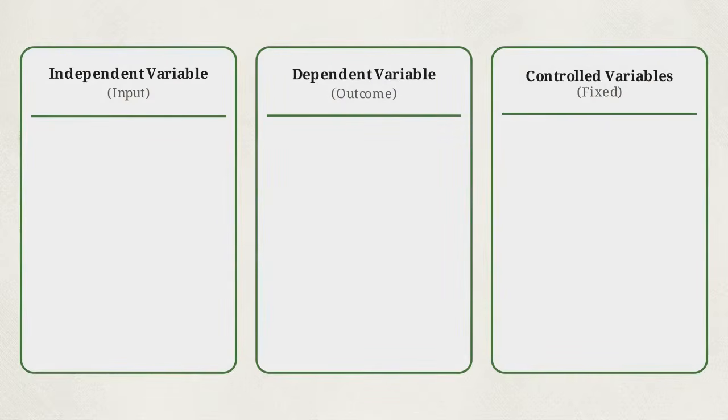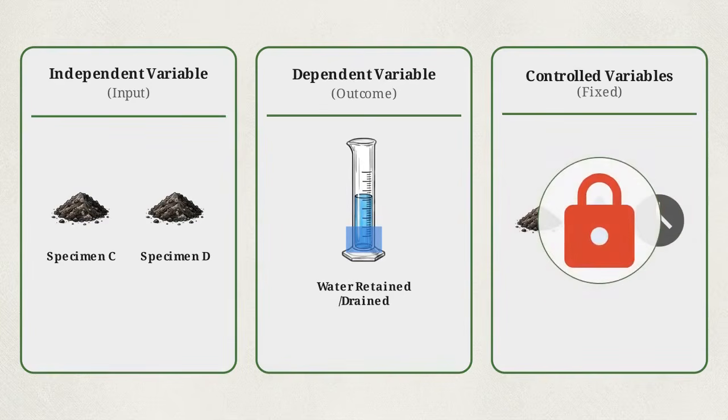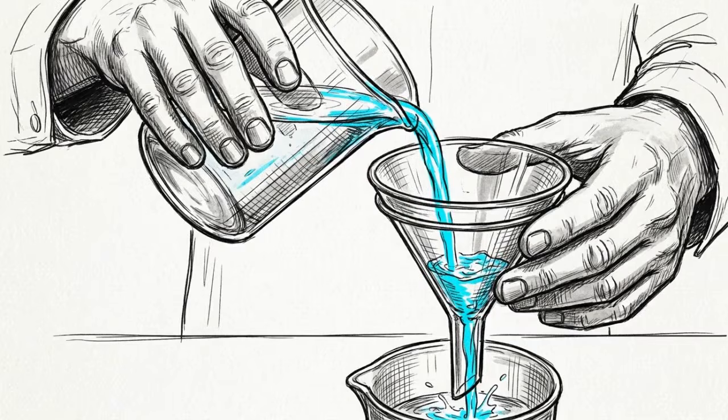Code VR focuses on your variables, classified into 3 distinct categories. The independent variable is the input, soil type C and D. The dependent variable is the measurable outcome, volume of water retained or drained. The controlled variables, soil, water, and time, must remain identical. Finally, code AP, apparatus, requires a list of specific equipment like measuring cylinders and funnels. A structured setup prevents experimental error before the data collection starts.